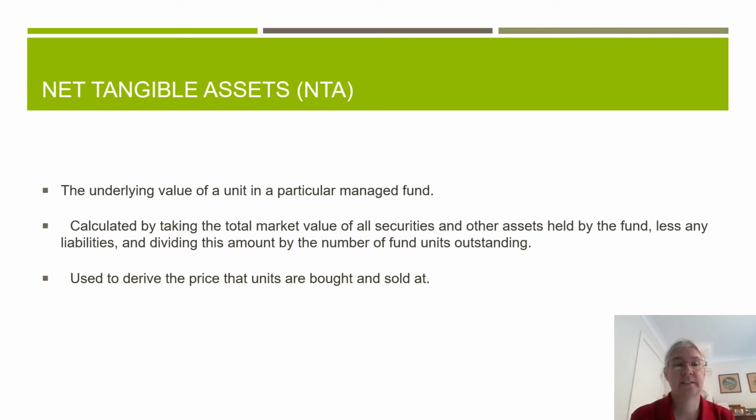Net tangible assets, so the underlying value of a unit in a particular managed fund. This is calculated by taking the total market value of all the shares that they have and all the other assets held by the fund. So add the value of the shares, the value of the assets, add them together, deduct any liabilities, and divide it by the number of units, the fund units outstanding. So this is used to derive the price that units are bought and sold at. So they may do that daily or weekly and change the unit price.